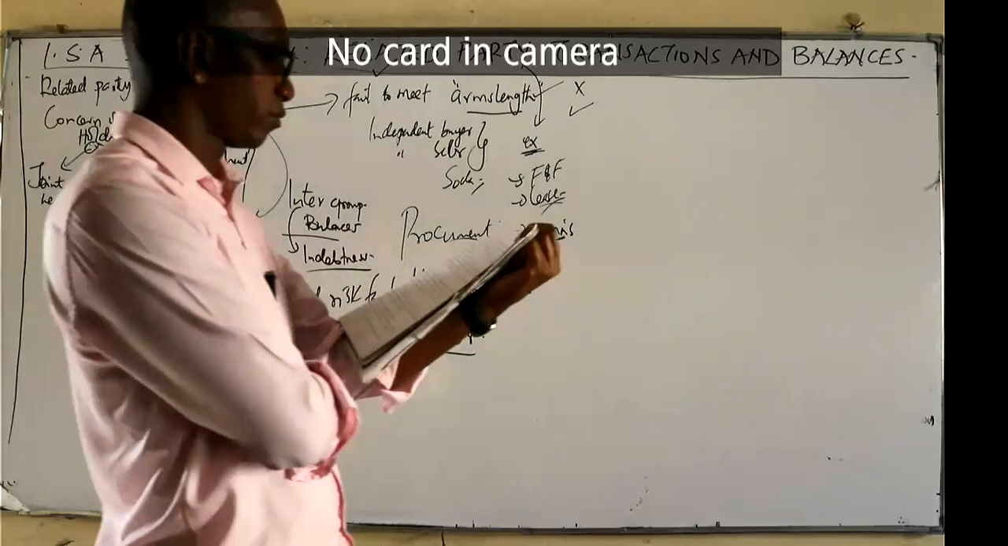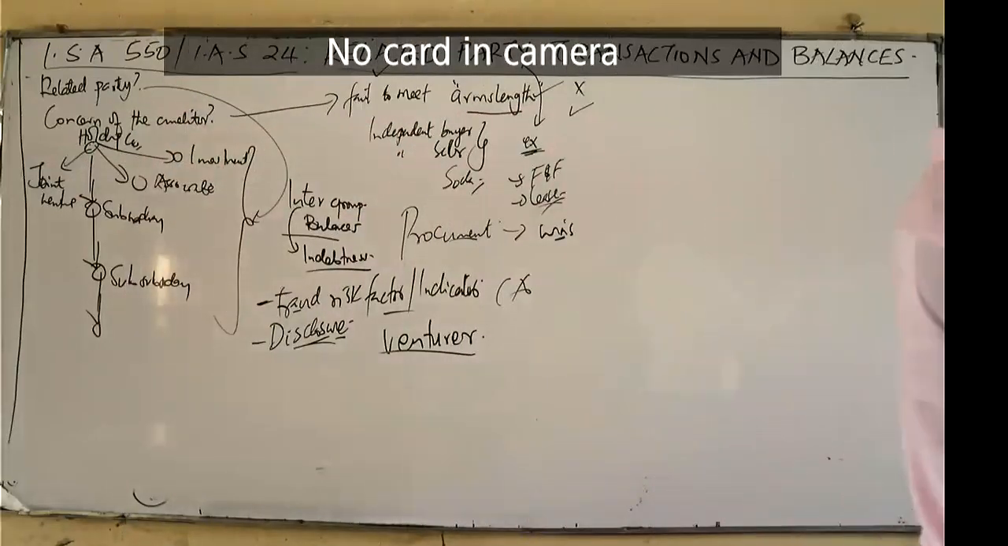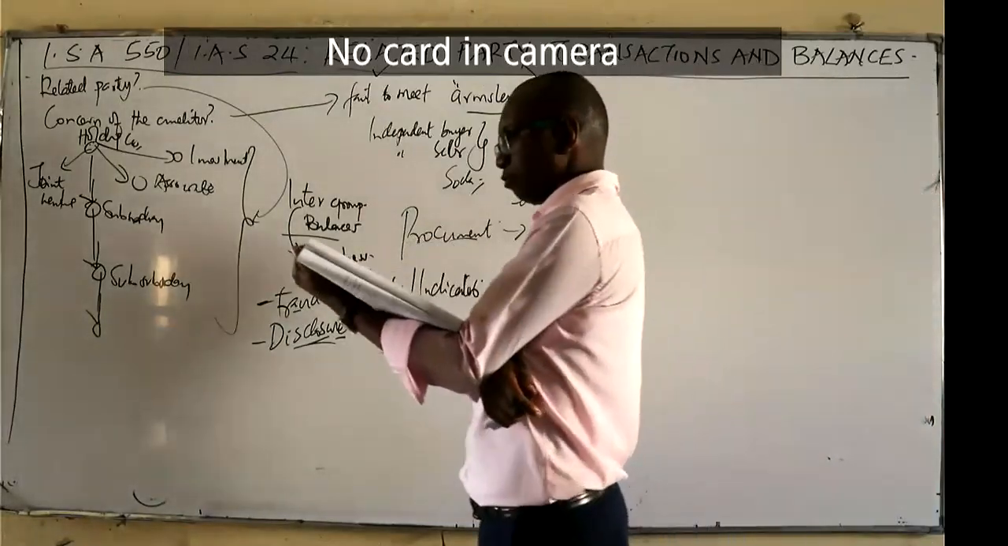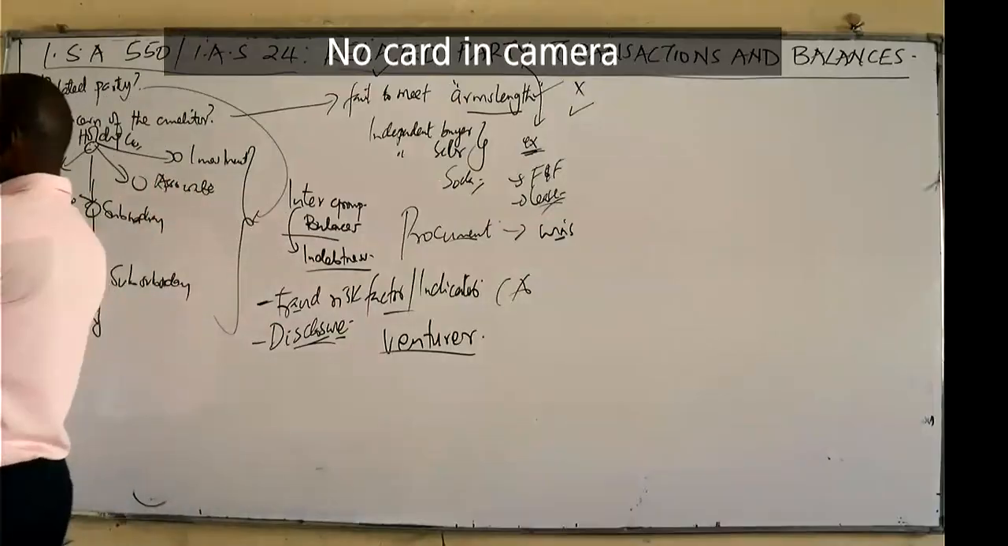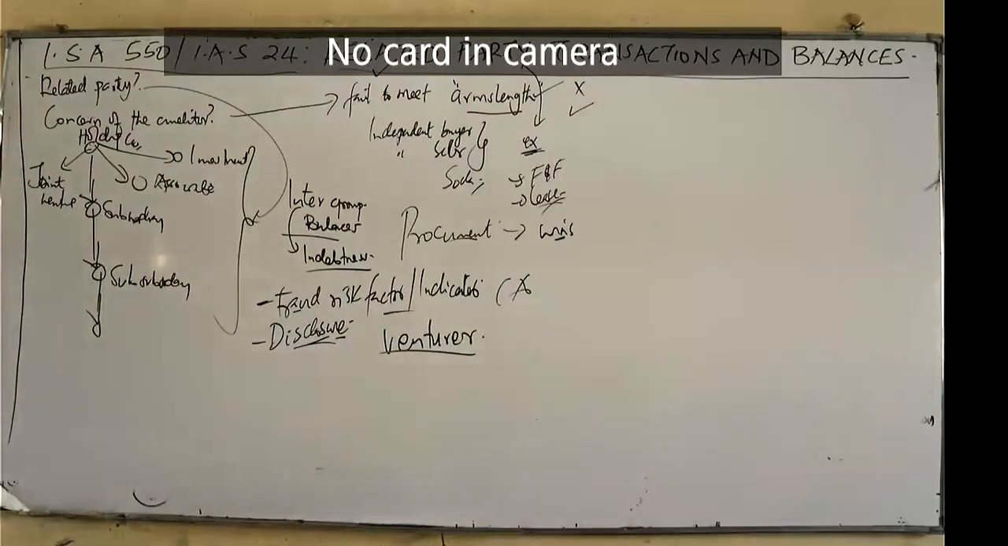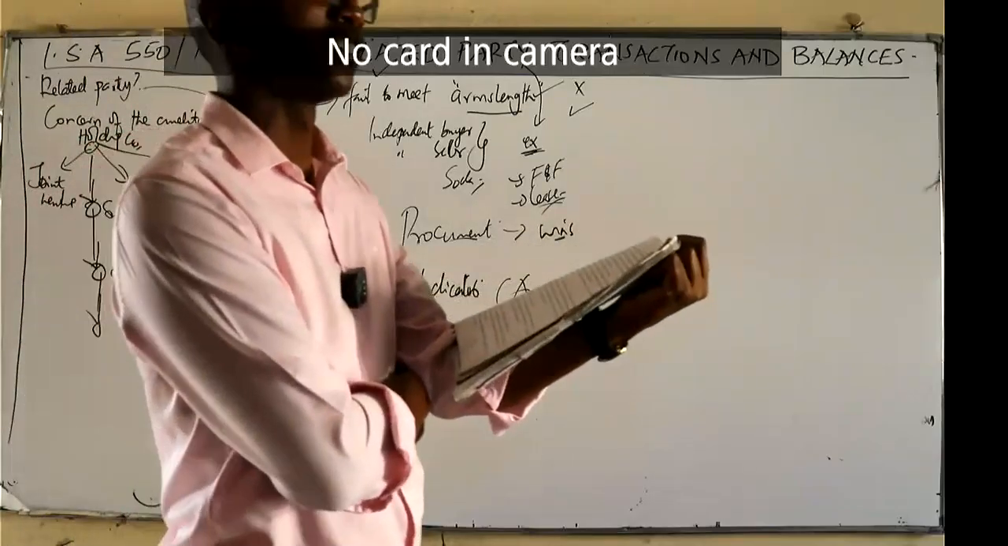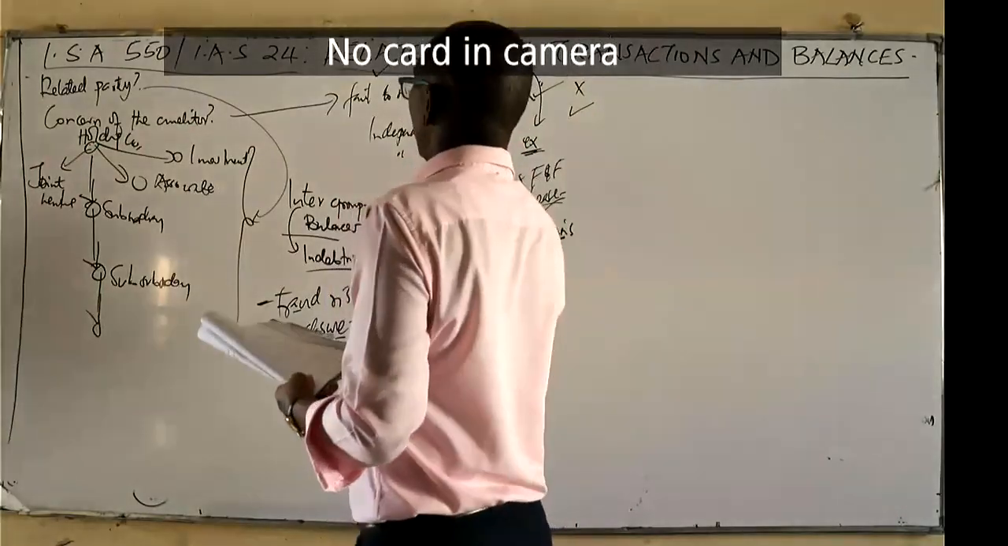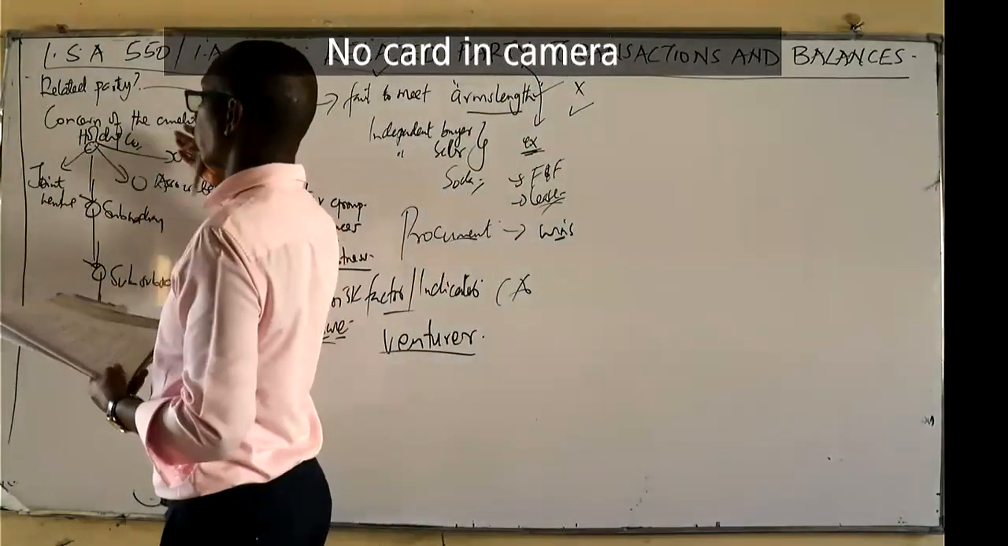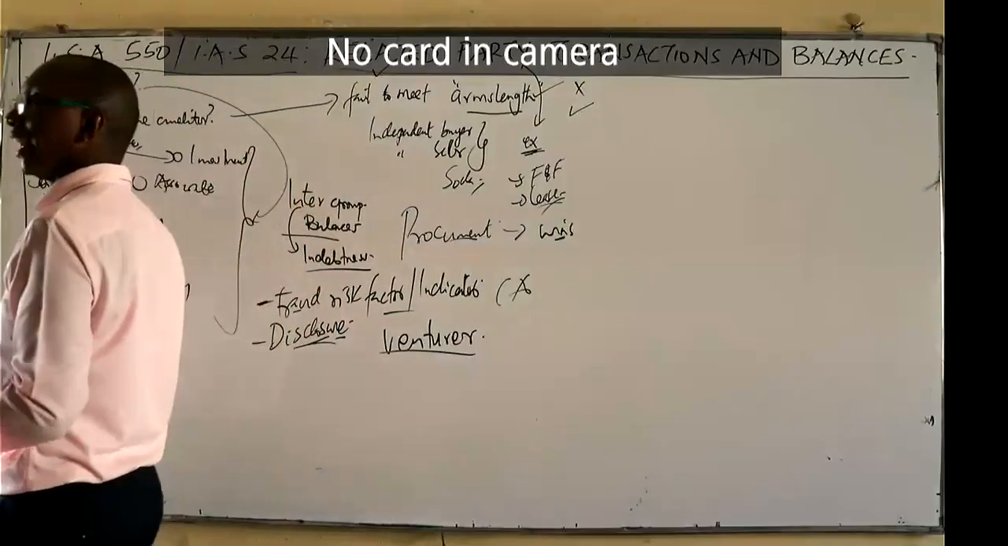And the last point, the party is a close member of a family of any individual with interest in the entity. So that's why we say that related parties will involve a family member or any component in the group structure. Any component in the group structure is a related party.